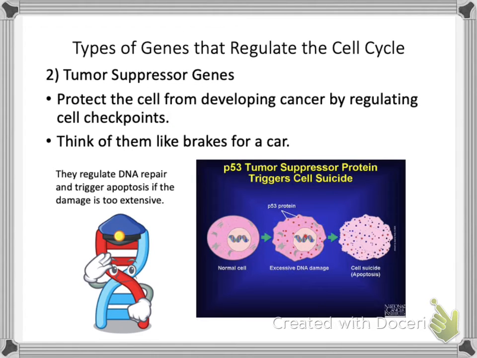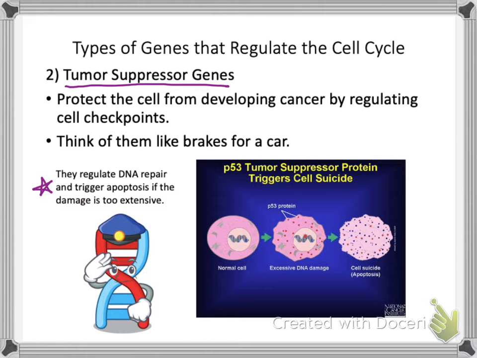The next type of gene that regulates the cell cycle is a tumor suppressor gene. And this gene does exactly what its name says. It suppresses tumors. So these are negative cell regulators. They shut down the cell cycle. They suppress the tumors. So their job normally is to protect the cell from developing cancer by regulating cell checkpoints. Think of them like brakes to the car. Okay, the cell's going to stop at those 3 checkpoints, the G1, the G2, and the M checkpoint, and make sure everything is okay. Now, how exactly do they stop it at the checkpoint?